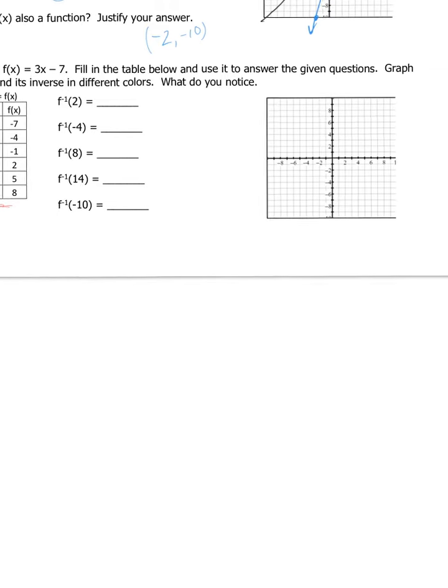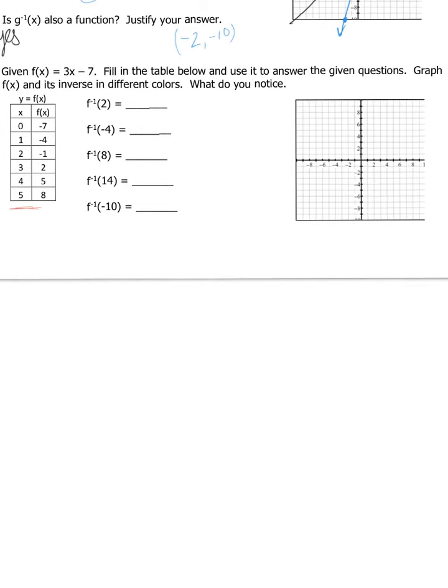So I'm at 0, -7. So that would be right here. And then I'm at 1, -4. Right here, and then at 2, -1, and then at 3, +2, and then at 4, +5, and then at 5, +8. Kind of looks like a line, and it has a slope of +3, it looks like.